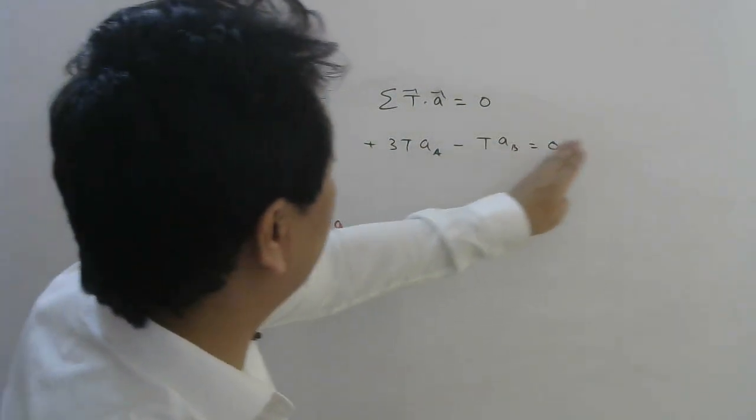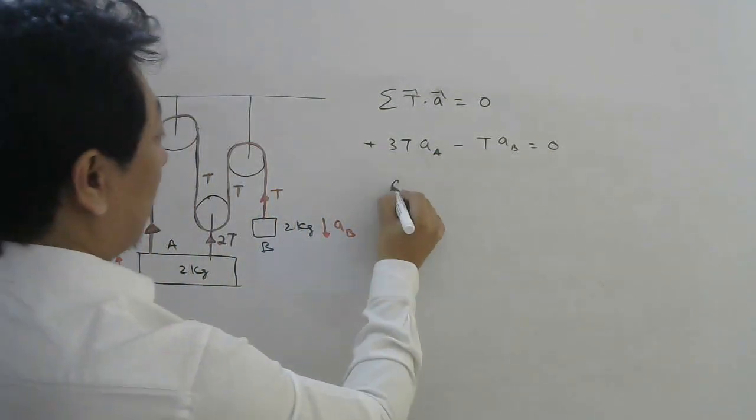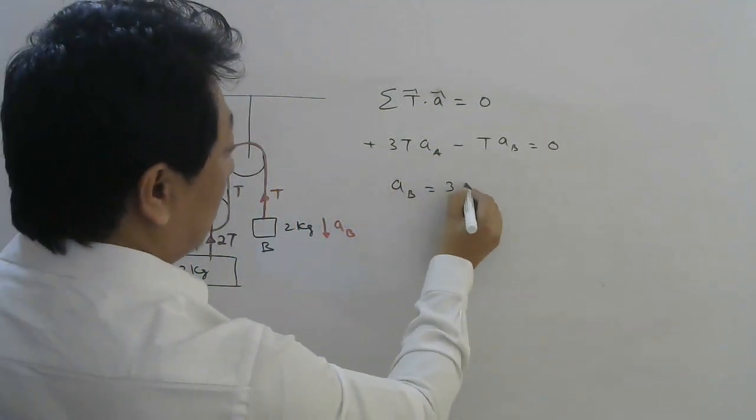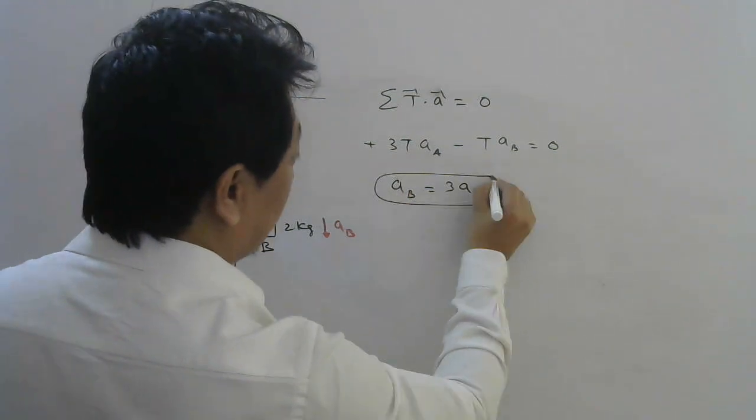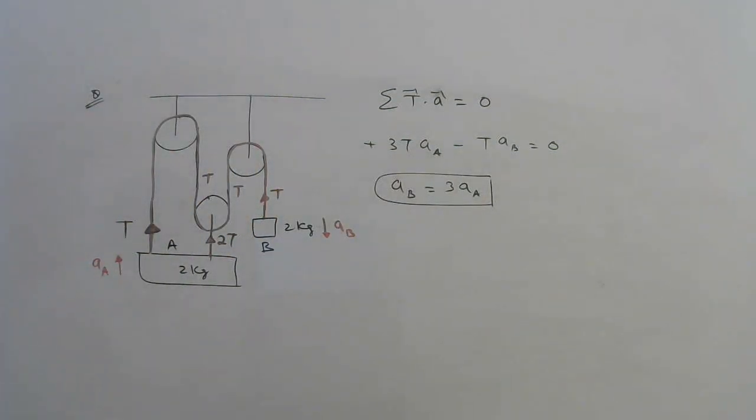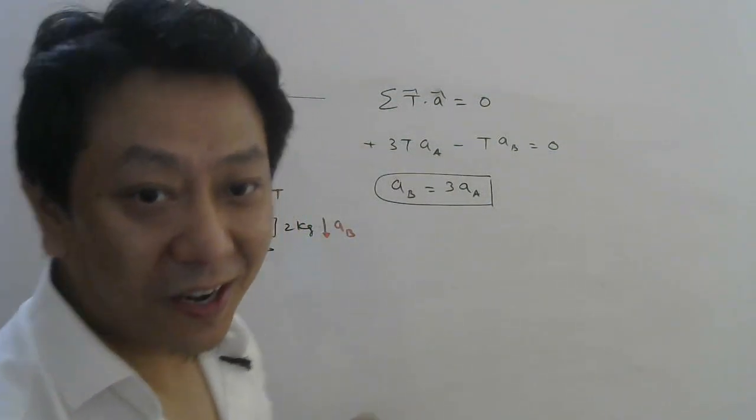If you take this one this side, T and T will cancel. So acceleration of B will be 3 times acceleration of A. So try to remember this. This is your constraint relation, right?